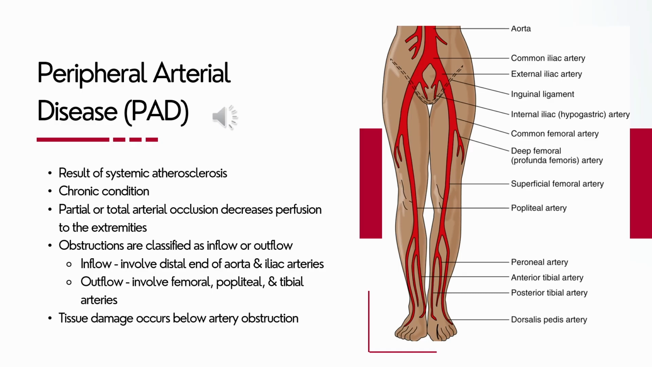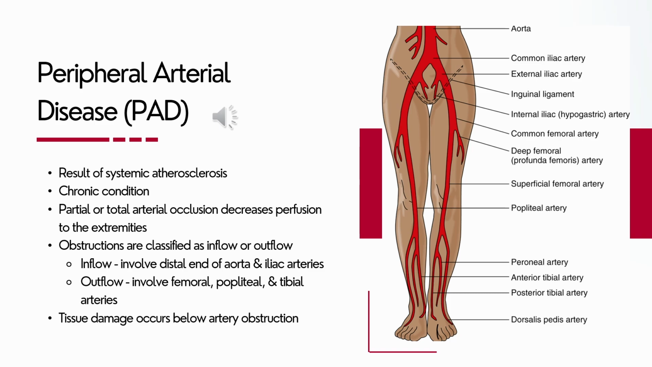So we're going to start by talking about peripheral arterial disease, or PAD. This is a chronic condition that results from systemic atherosclerosis. Atherosclerosis develops as the arterial walls thicken and plaques form, causing the vessel lumen to become narrower. This narrowed lumen leads to decreased blood flow and oxygen supply to the affected extremities. PAD most commonly affects the lower extremities, and it's sometimes referred to as lower extremity arterial disease, or LEAD.